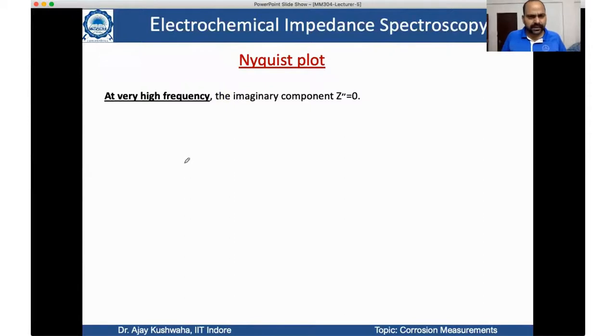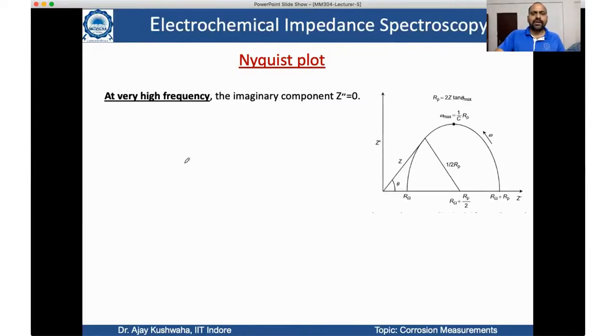Let's see one example. If you have a circuit identical to what I showed in the previous slide, and you plot the Nyquist, it will look something like this. Something like this line, where we are going to make a half circle. So basically our circle will not start from 0. It will start with some value of real impedance, then it forms a semicircle. And how are we going to observe this when we are plotting Z dash versus Z double dash?